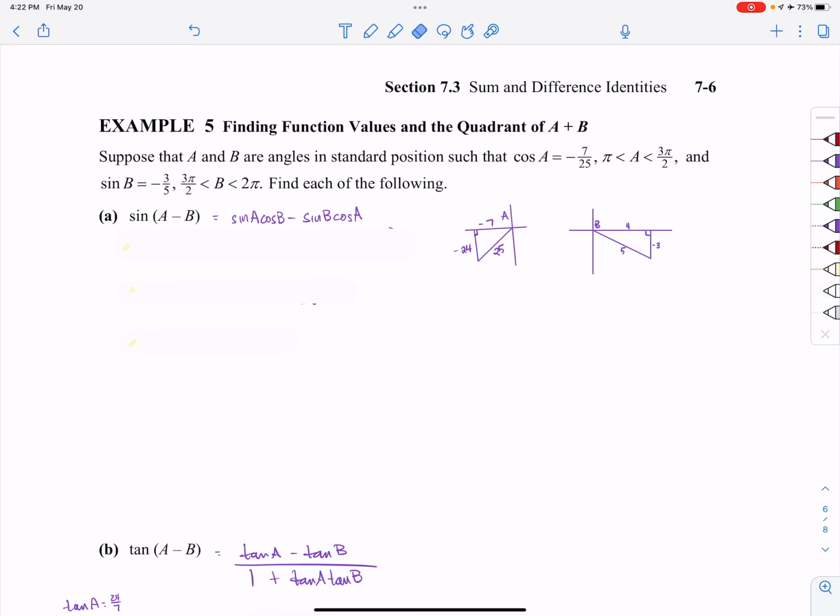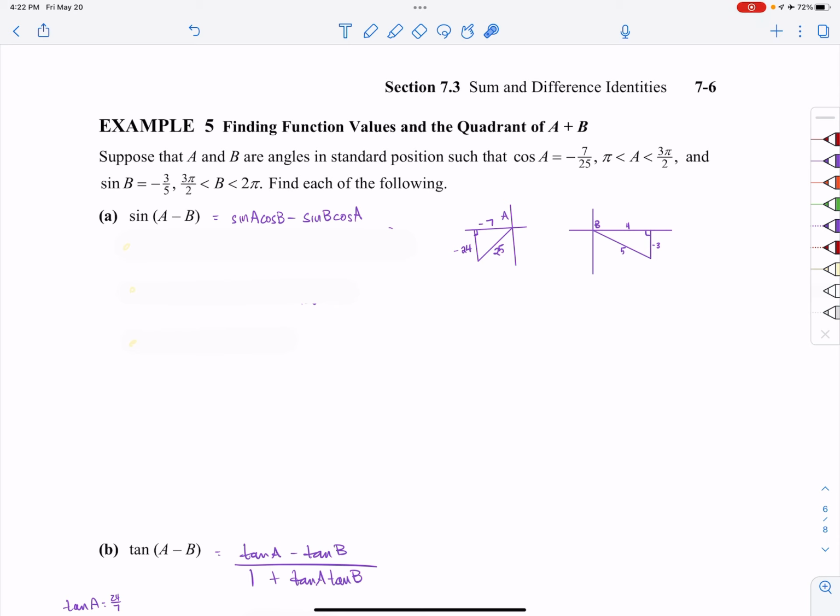It says suppose angles A and B are angles in standard position, and here's what you know about angle A. First of all, its cosine is negative 7/25, and the second thing you're told is that angle A is between pi and 3 pi over 2. So that's a third quadrant angle. Then you're told that the sine of angle B is negative 3/5, and that angle B is in the fourth quadrant, between 3 pi over 2 and 2 pi.